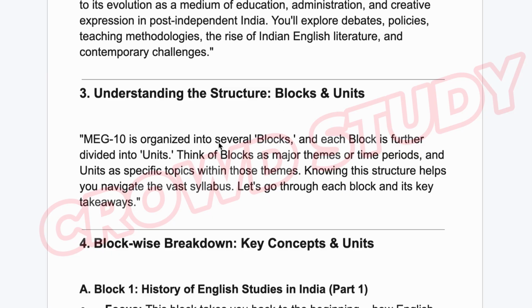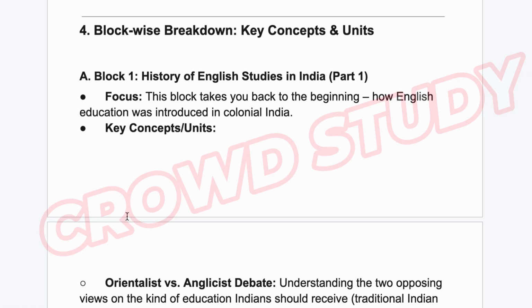MEG 10 is organized into several blocks and each block is further divided into units. Think of blocks as major themes or time periods and units as specific topics within those themes. Knowing the structure helps you navigate the vast syllabus. Let's go through each block and its key takeaways. Now let's break down the block-wise key concepts and units.